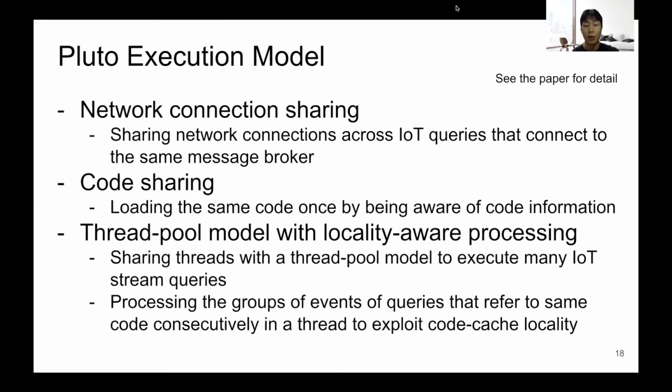Second, Pluto shares code across queries by being aware of the code identifier. When multiple IoT stream queries are submitted from the same IoT application, they have the same code identifier. Pluto uses this information to share code across queries in execution. Finally, Pluto shares threads with the thread pool model and locality-aware scheduling. To efficiently execute many stream queries in a thread, Pluto groups queries that refer to the same code and executes their events consecutively in a thread to exploit code cache locality.